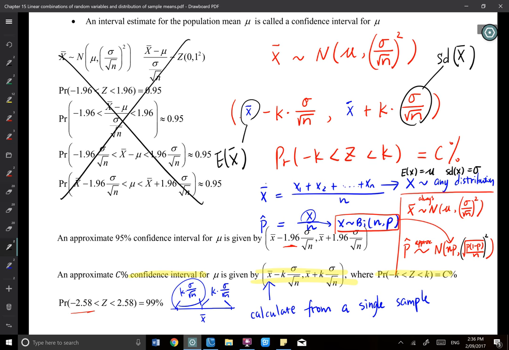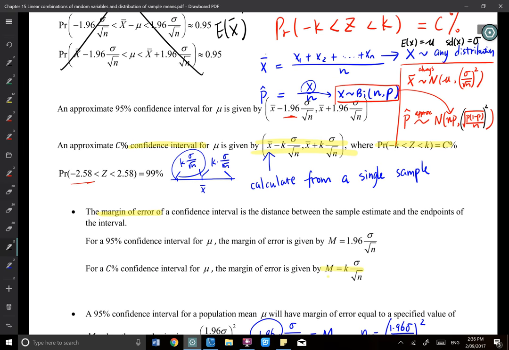I can't guess that the true mean must be this. It will be a range of values. So what is that range of values? Is it this formula, the highlighted formula?